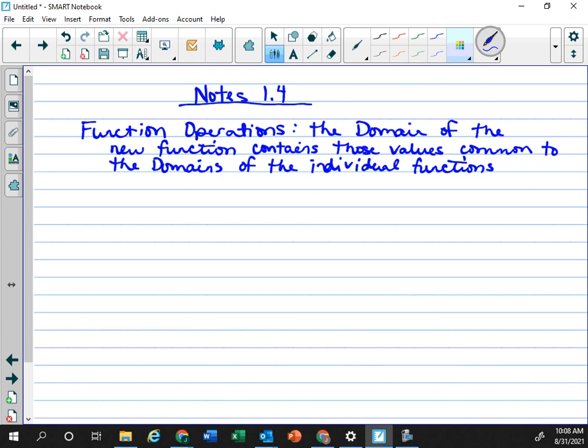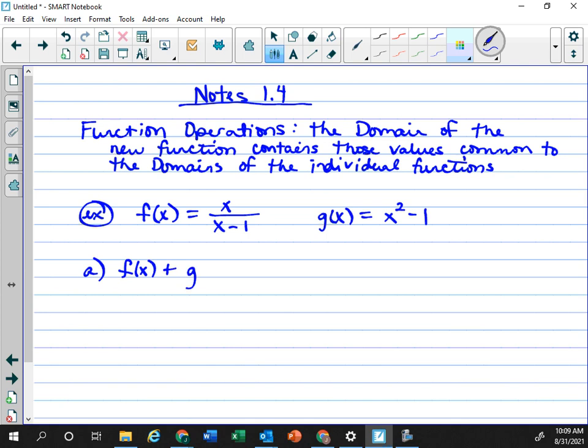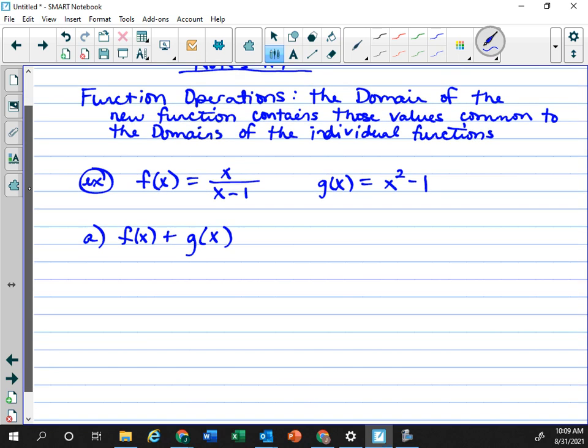So let's look at some examples. All right, so I'm going to give you f of x equal to x over x minus 1, and g of x equal to x squared minus 1. And then we'll do several problems with those. Our first one is going to be f of x plus g of x.